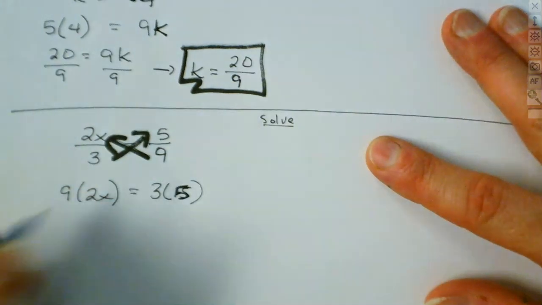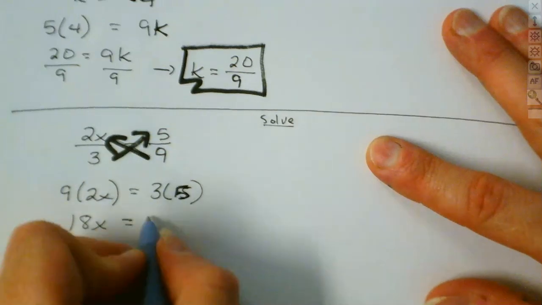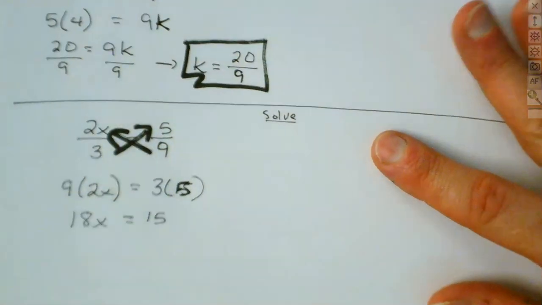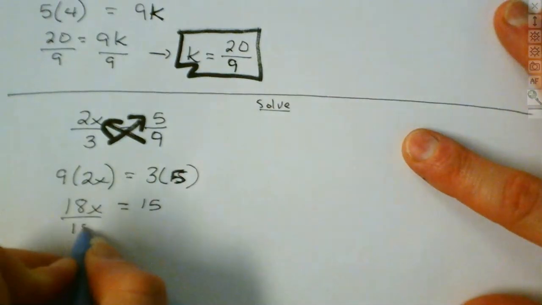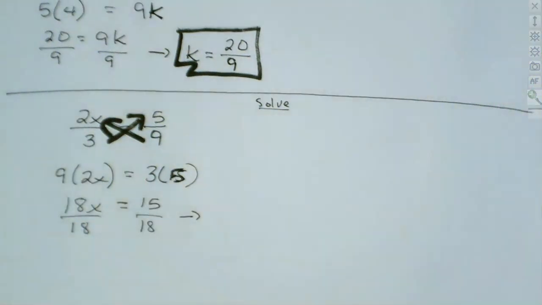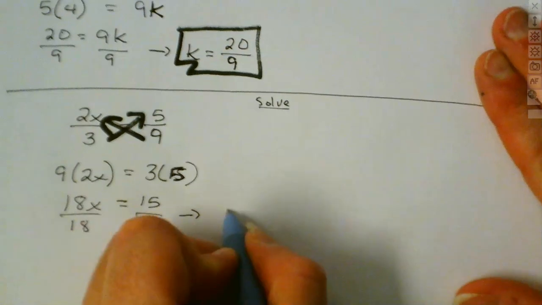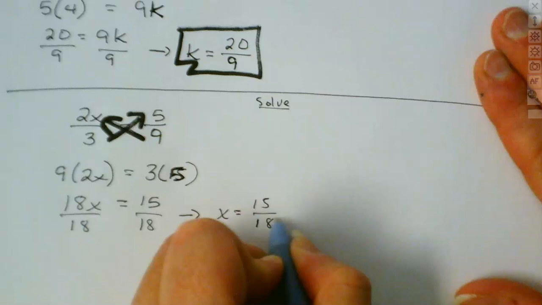Now, 9 times 2, that makes it an 18x. 5 times 3, that's 15. How do we finish it? Well, divide by what? 18. And we're going to have to reduce. You must reduce. So x equals 15 over 18. But what does that reduce down into?